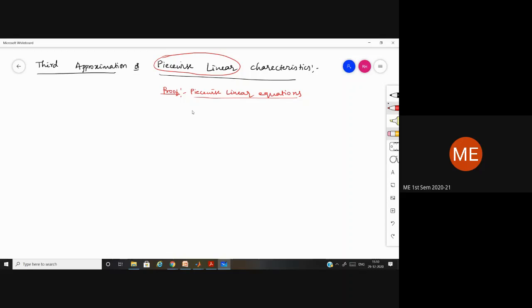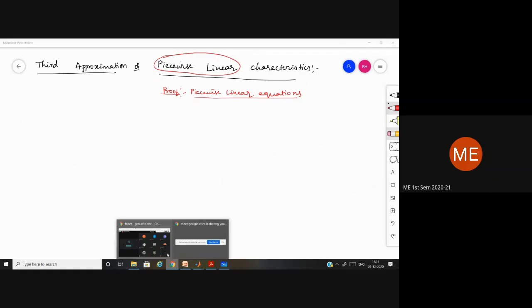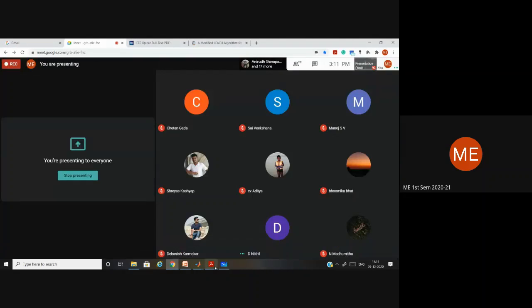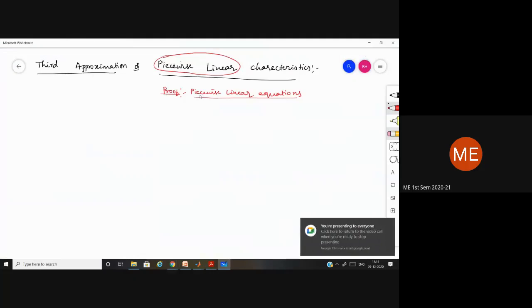Because in electronics, or in any sort of engineering, whatever you tell, you should have a mathematical background for that, a mathematical proof for that. So here they used piecewise linear equations to prove it. So that's why the name came as piecewise linear equations. Now, coming to the circuit.